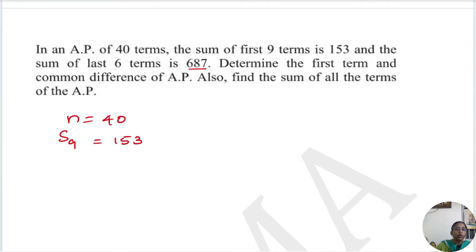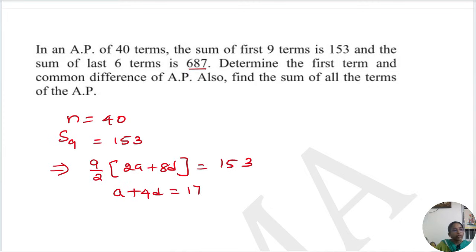So Sn is equal to, you can substitute your value for your Sn. 9 by 2 into (2a plus 8d) is equal to 153. If you simplify, then a plus 4d is equal to 17. So this is our one equation based on the first condition.